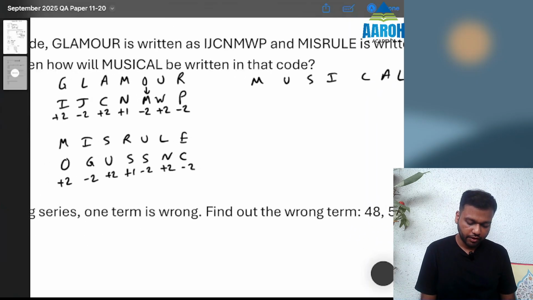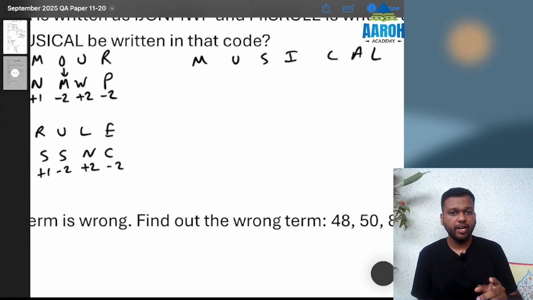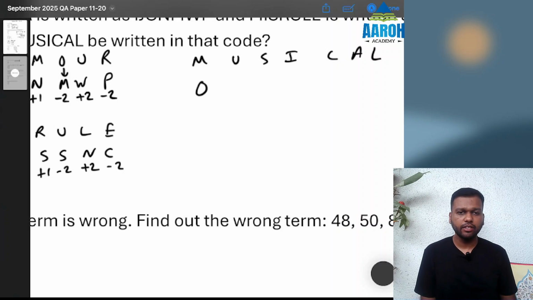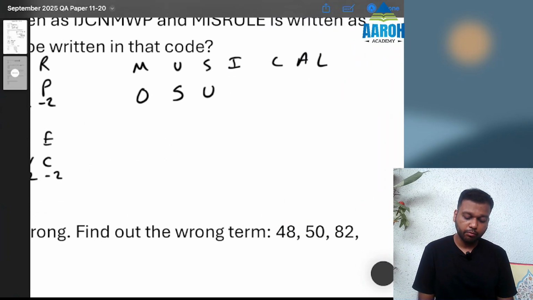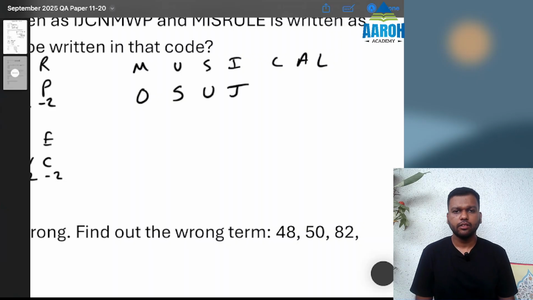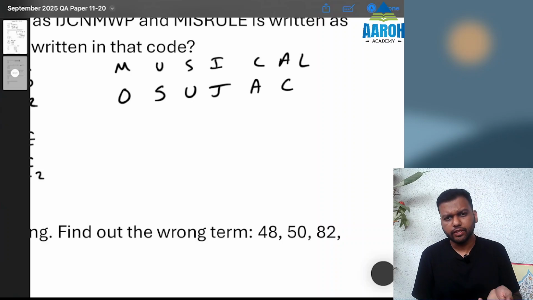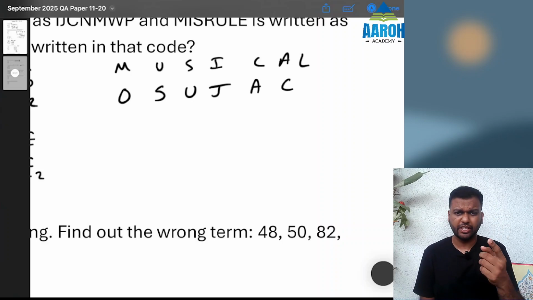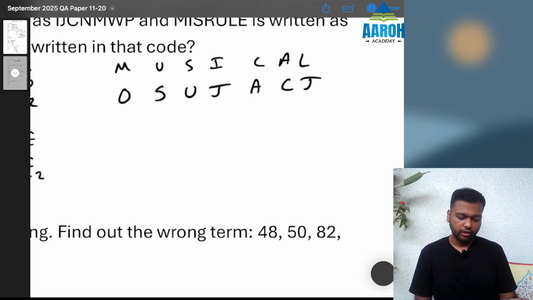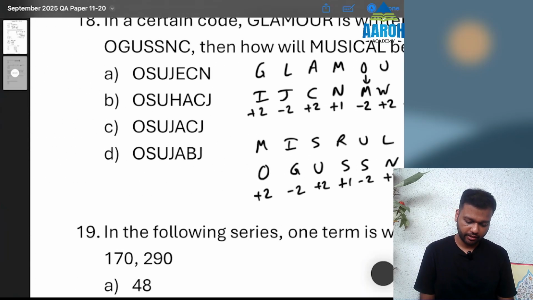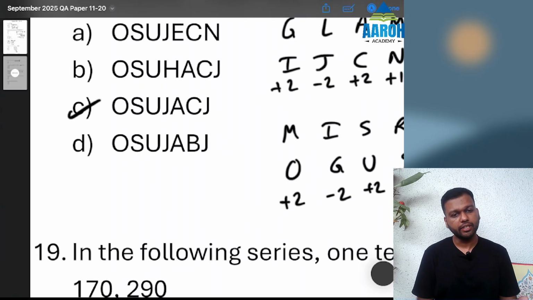MUSICAL. So first is plus 2, so LMNO. Then minus 2, so STU, so S. Then plus 2, so STU. Then for the middle letter, they've done plus 1, so IJ. Then again minus 2, so A. Then plus 2, so C. Then again minus 2, so JKL, so J, right? So OSU, JACJ. OSU, JACJ is option C, which is the correct answer.